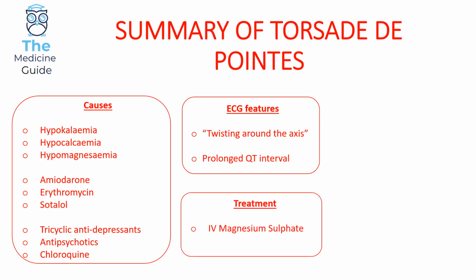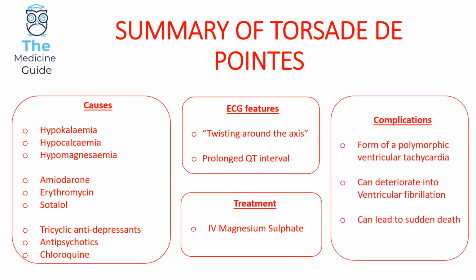The treatment of torsade de pointes is IV magnesium sulfate. Now, torsade de pointes is important because it's a form of polymorphic ventricular tachycardia. Like with all ventricular tachycardias, it can deteriorate into ventricular fibrillation, and then unfortunately it can cause patients to suffer a sudden death.